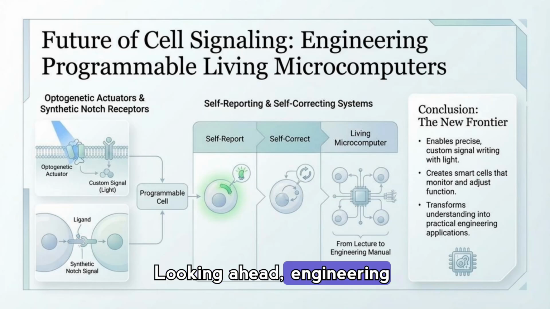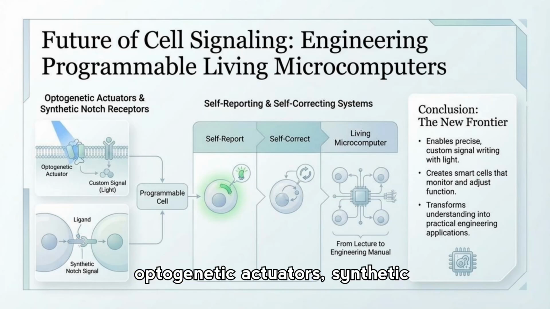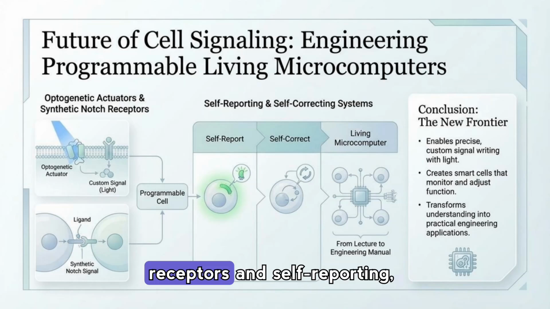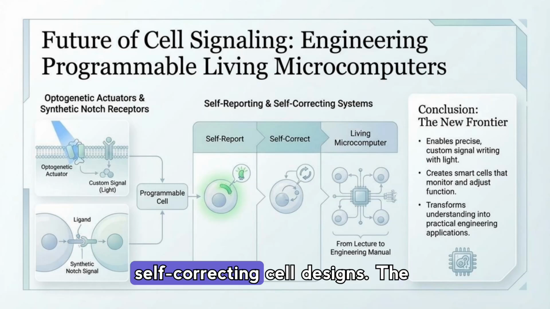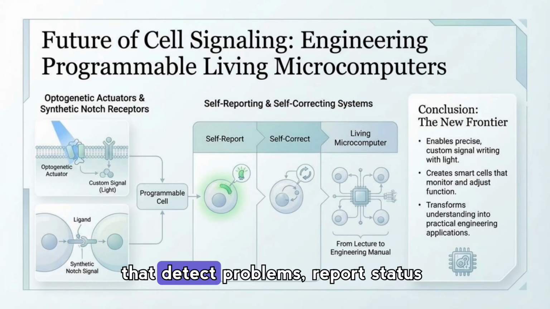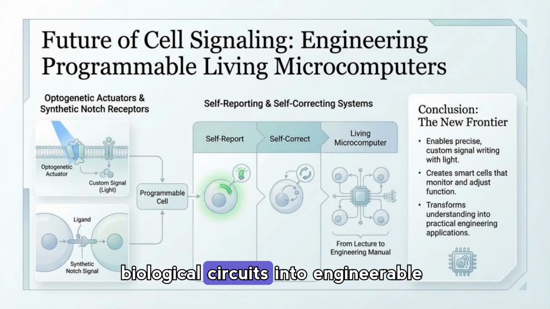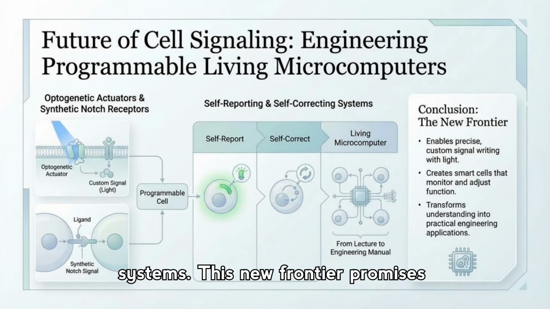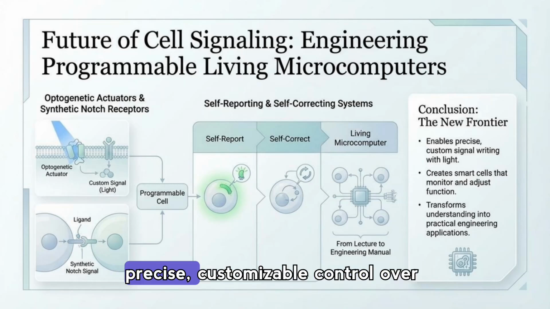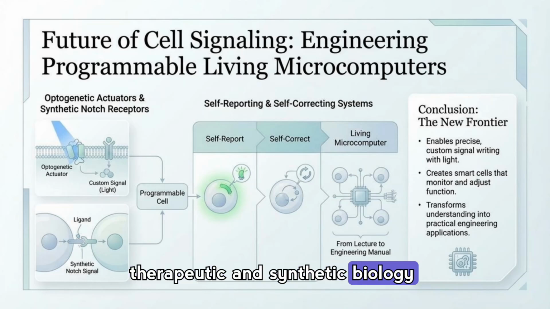Looking ahead, engineering programmable living microcomputers combines optogenetic actuators, synthetic receptors, and self-reporting, self-correcting cell designs. The slide sketches programmable cells that detect problems, report status, and enact fixes, effectively turning biological circuits into engineerable systems. This new frontier promises precise, customizable control over cellular behavior with powerful therapeutic and synthetic biology applications.